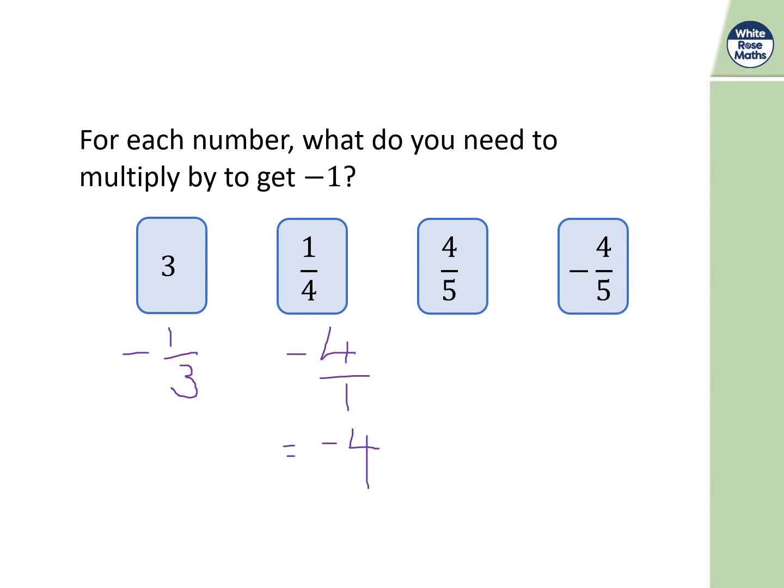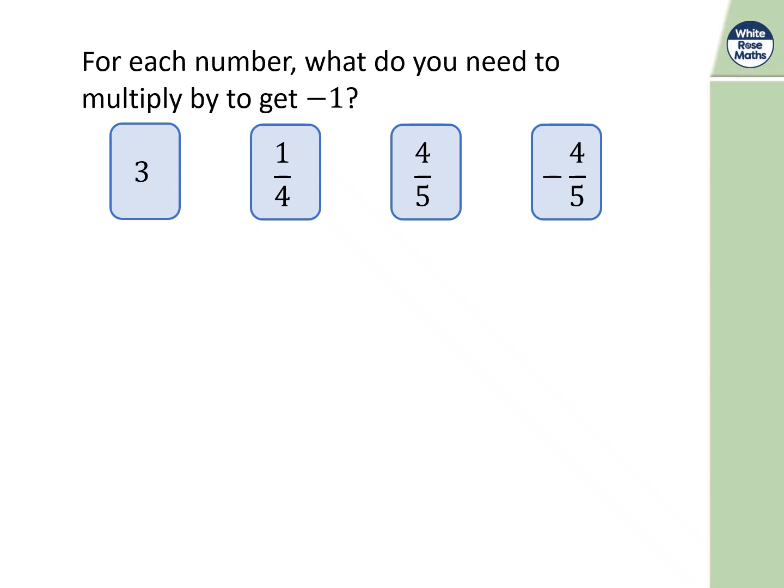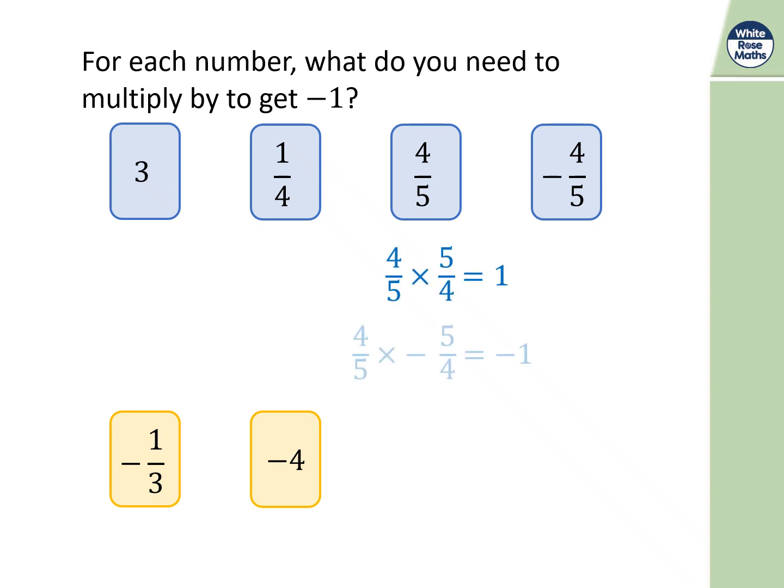This next one will go to minus 5 quarters. You flip it upside down, and that will just go to 5 quarters, as a positive, because that's already negative there. So it's the negative reciprocal. There's your answer there. So negative a third there, and this one will be minus 4. There's the negative reciprocal.